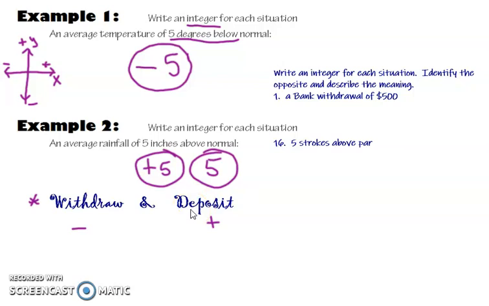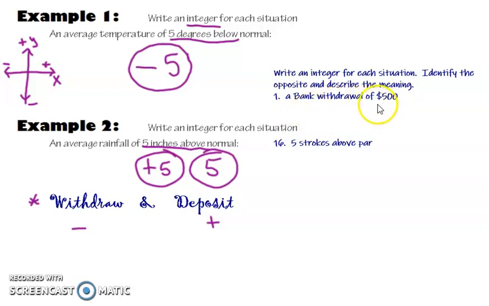Okay, so let's look at some examples. Now you should be writing down these notes again, at least what I underlined here, 5 degrees below normal and a -5. 5 inches above, and how that would represent with a +5. So make sure you are taking notes on these. Now, number 1, you especially want to keep notes on it because that'll be an answer for one of your problems. Write an integer for each situation. Identify the opposite and describe the meaning. So this is more than just writing out what the integer is.